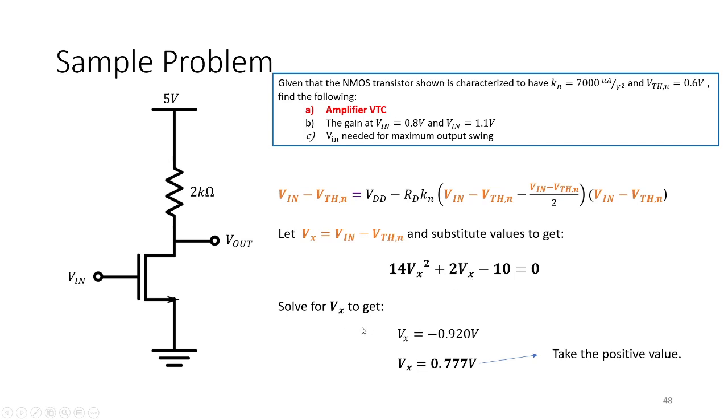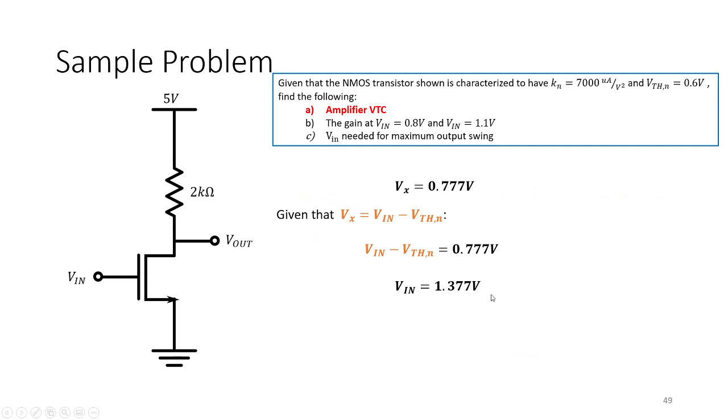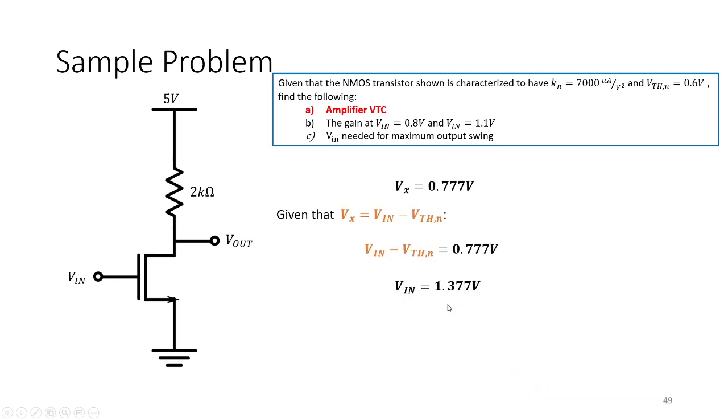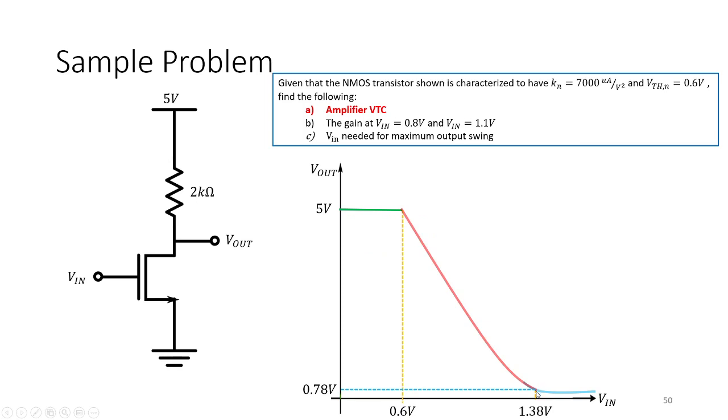Then to solve for Vx, we just solve this quadratic equation. We get a negative and a positive solution. Of course, you want to have the positive side. And we substitute this back here. So Vx equals Vn minus VTHn. And we will get 1.377 volts. So if we reach 1.377 volts, the amplifier is in the edge of saturation, shown here. So 1.377, we just round it up, so 1.38 here.